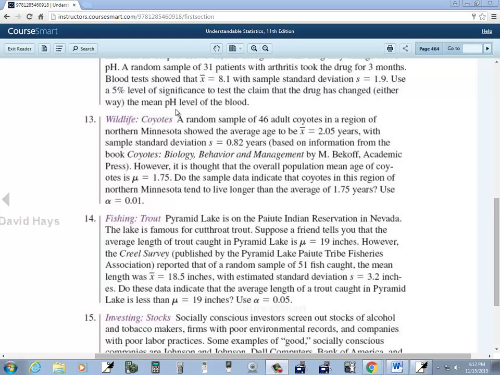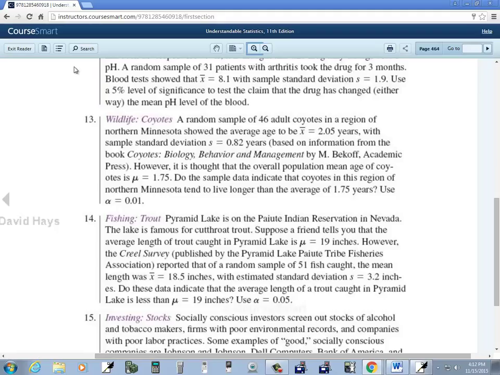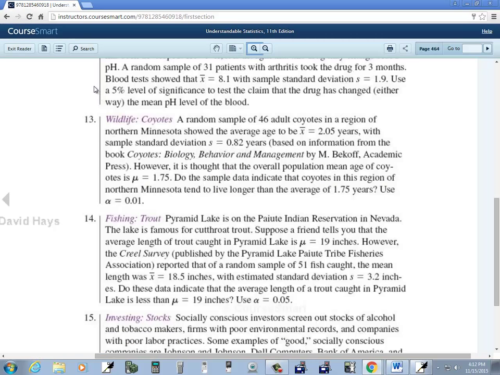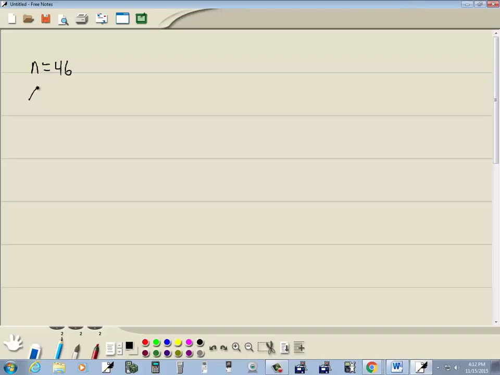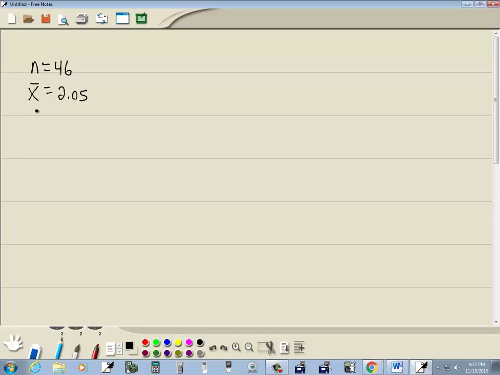Let's take a look at problem number 13. It says in a random sample of 46 adult coyotes, so n is 46, in a region of northern Minnesota, showed the average age to be x bar is 2.05. So x bar is 2.05 with a sample standard deviation of s is equal to 0.82. So s is equal to 0.82.